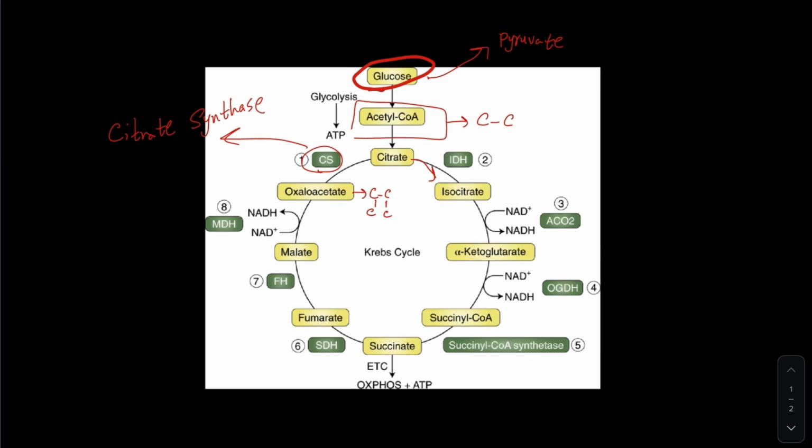Step 3. Now the real energy extraction begins. Isocitrate is oxidized by isocitrate dehydrogenase. One carbon atom leaves the cycle as carbon dioxide. At the same time, NAD+ captures high energy electrons and becomes NADH. This is the first major energy carrier produced by the cell.